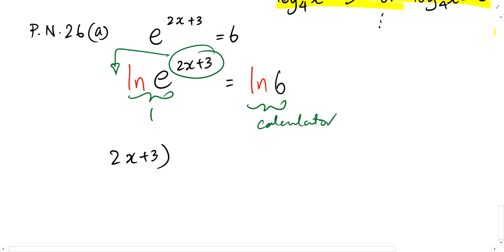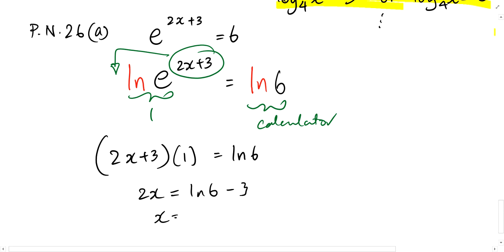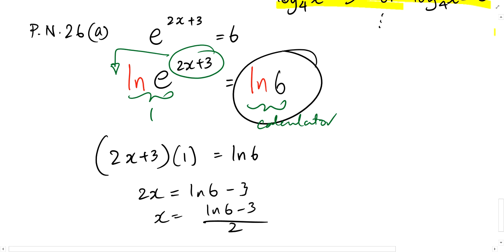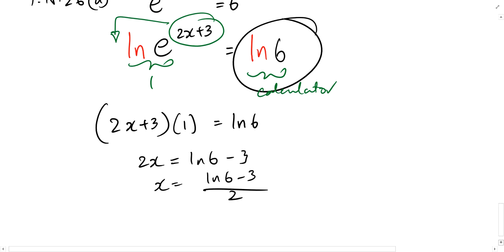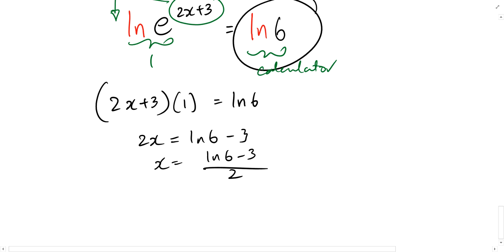So my working looks like this. 2x plus 3 multiplied by 1 equals to ln 6. 2x equals to ln 6 minus 3. X equals to ln 6 minus 3 over 2. Ln 6 is just a number that your calculator will give you. No need to be scared of it. You can get the answer. And as always, check that your answers are valid. Can?